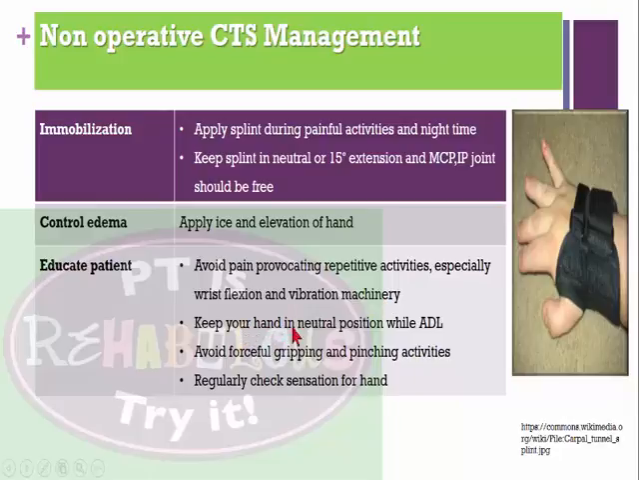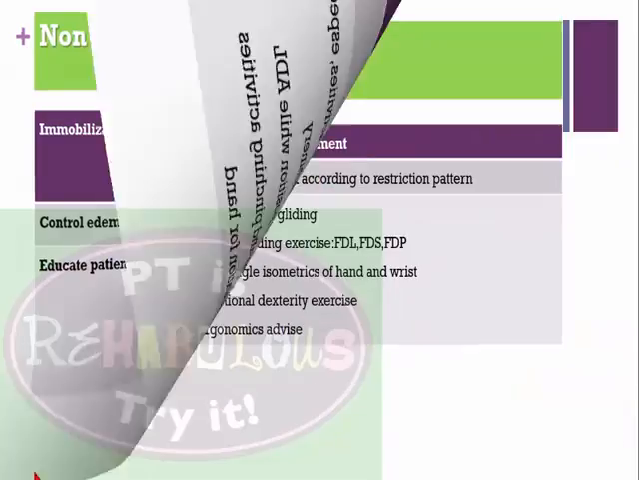They have to keep their hand in a neutral position during activities of daily living. For example, if you are a computer user, you have to keep your wrist in a neutral position while using the mouse, because if a patient is doing flexion or extension activities with that wrist, that may aggravate their symptoms. Avoid forceful gripping and pinching activities. Regularly check sensation of your hand.